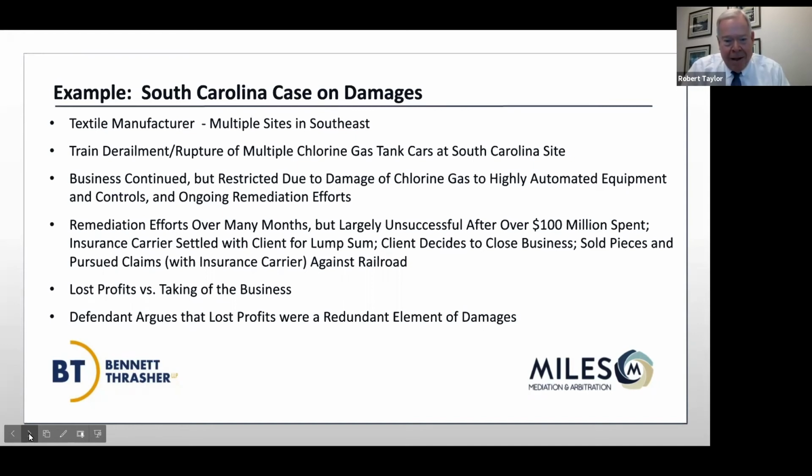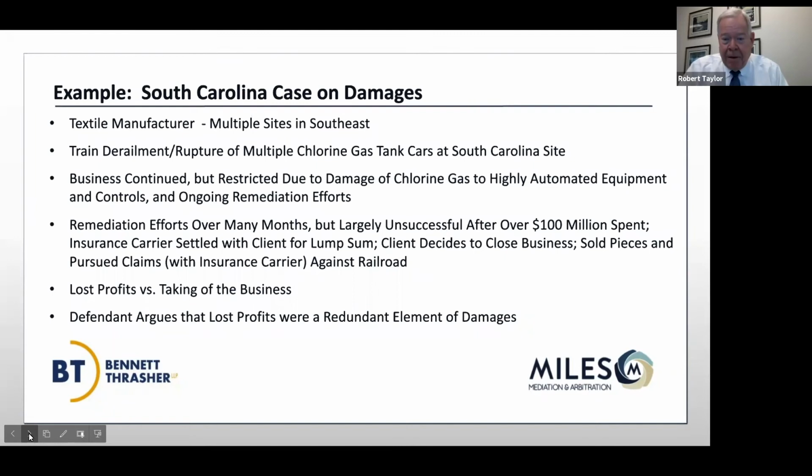do that. So the insurance carrier said, we've had enough here. We've spent well over 100 million, and we're going to give you some more money. And then we're going to join you and pursue the claims against the railroad for the damages. And the issue then was lost profits versus taking of the business.